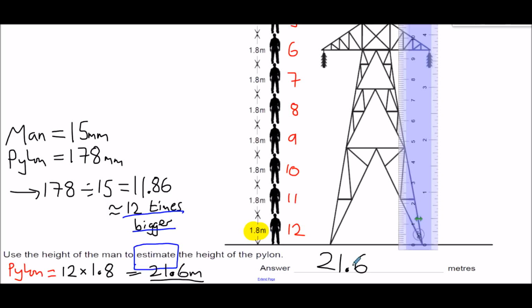Do bear in mind that your answer needs to be sensible. Pylons are the things that carry electricity. You see them in fields and things, they're pretty damn high with massive wires going across them. If you're getting an answer of, say, less than a meter, alarm bells need to be ringing. So always try to relate, if you can, the answer to real life. 21.6 is pretty tall, so that might well be true. In fact, that would be the most sensible answer for this question.